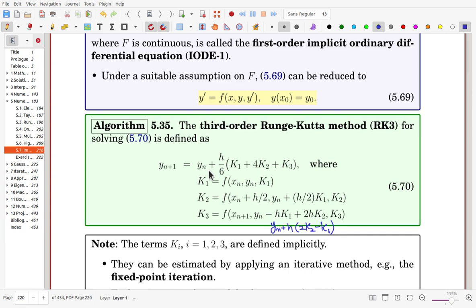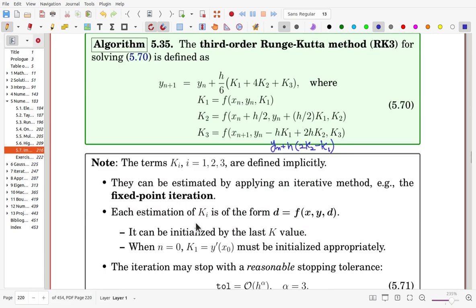Okay, so that is now the third order Runge-Kutta method. Of course, this method can be used for explicit differential equations, but for implicit problems, along with this extra y prime argument, it can be defined here. These values can be estimated by applying an iterative method, for example, the fixed point iteration. And each estimation of ki can be written in this form.